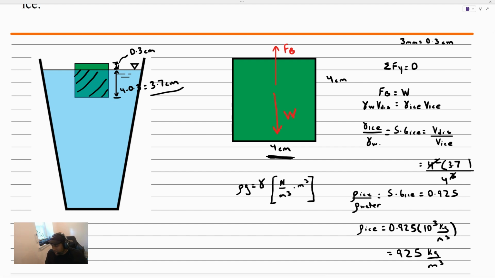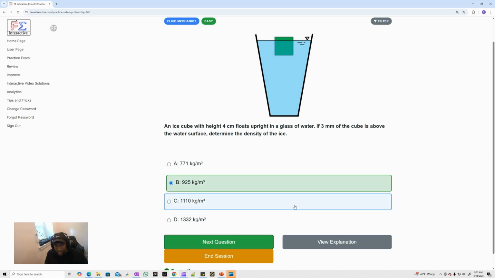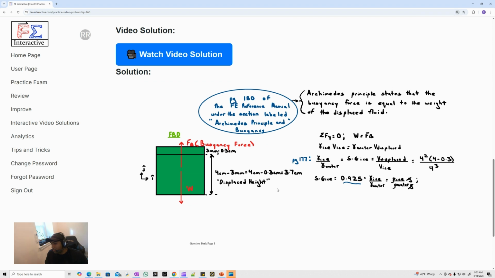Let's go ahead and check that answer here. We have the 925 and we got the solution correct. Let's go ahead and quickly review what we just went over. We said that because the ice was inside of the water, it was floating. We have a static equilibrium situation. We can use Newton's second law. Sum of the forces in the y direction must be equal to 0.